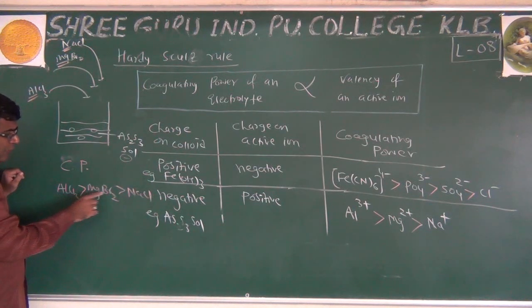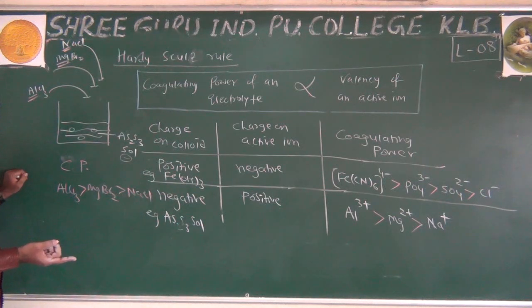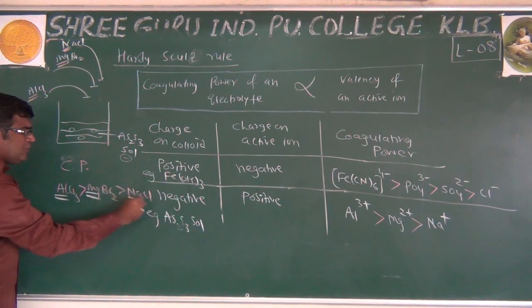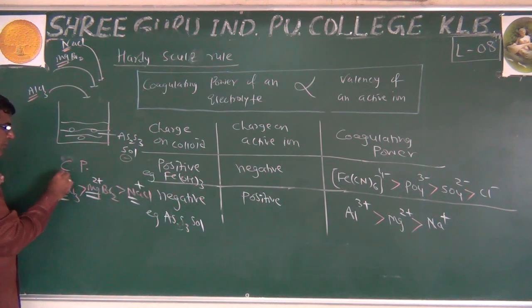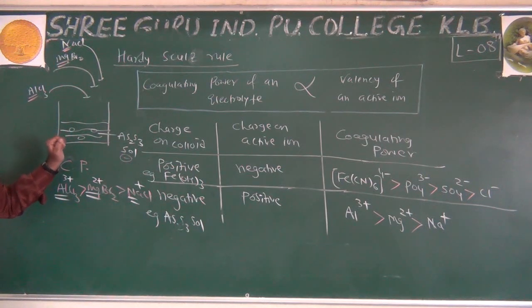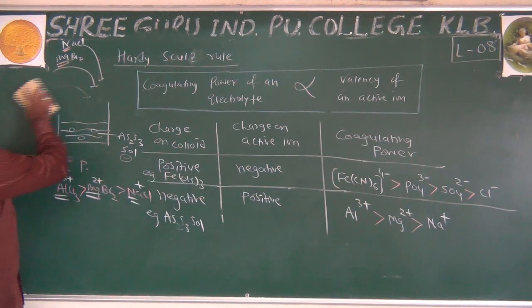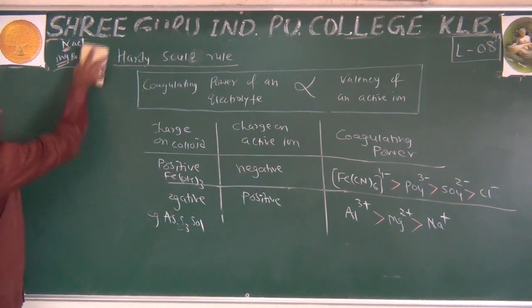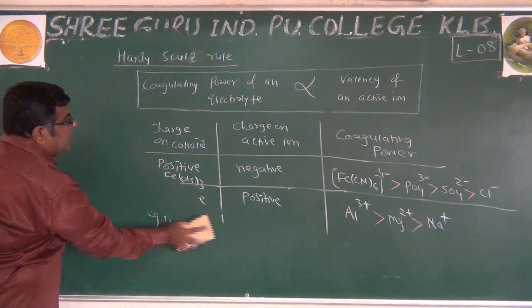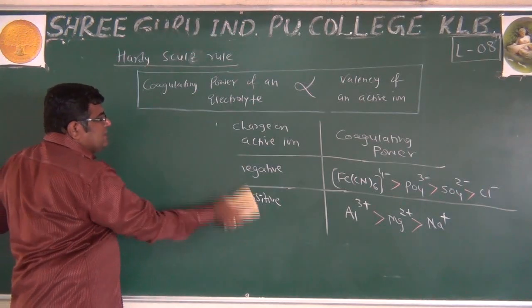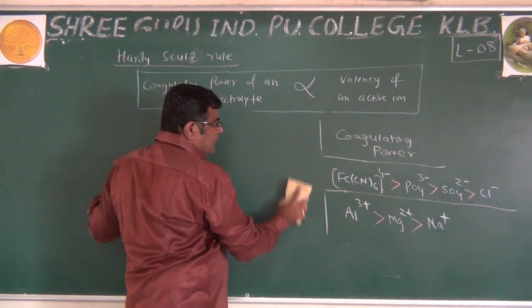The chlorine, bromine and chlorine part doesn't matter, because these are inactive ions. Active ions are Al plus 3, Mg plus 2 and Na plus. Why are these active ions? Because our colloid is negatively charged. So coagulating power of an electrolyte is directly proportional to the valency of the active ion is the statement of the Hardy-Schulze rule, and for a positively charged colloid, the charge on the active ion is negative, and coagulating power is in this order.